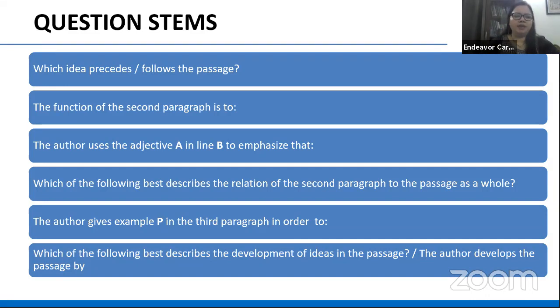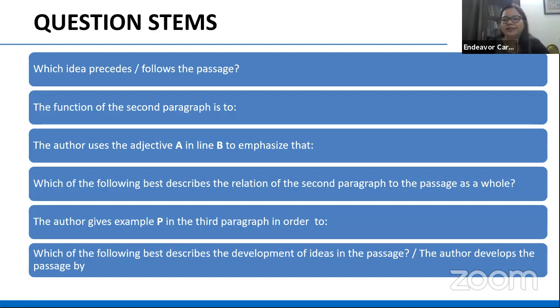The questions can appear in terms of, you might be asked to identify the idea that precedes the passage. That's very interesting and challenging at the same time. What might come prior to this passage, to this entire discussion? What might have prompted this discussion? What might have been the paragraph that came prior to this discussion? What might it have contained? What follows this entire passage?